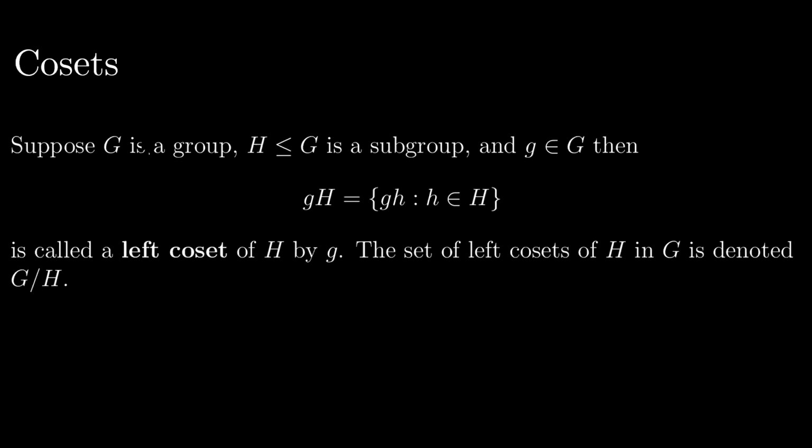And the set of left cosets of H in G is denoted by G/H, and we call this G mod H. And we're not really going to talk about why. Actually, just forget I said that. We're not going to talk about it. This is just G/H, the set of cosets of H in G.